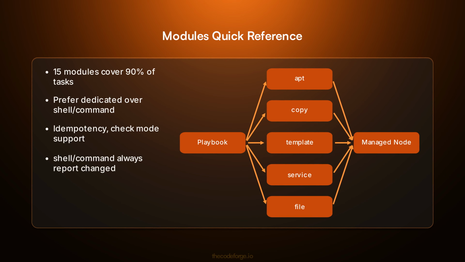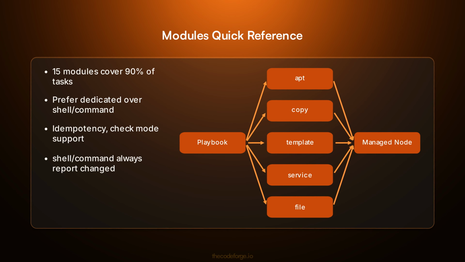The most common ones are apt, copy, template, service, and file. Always use the dedicated module over shell or command to preserve idempotency and check mode support. The shell and command modules always report changed, making your playbook output noisy.